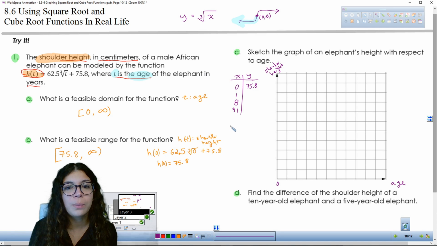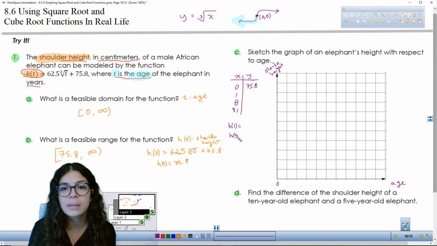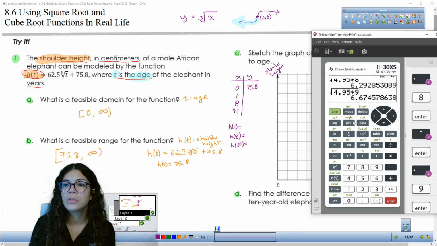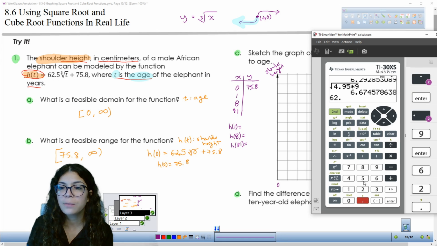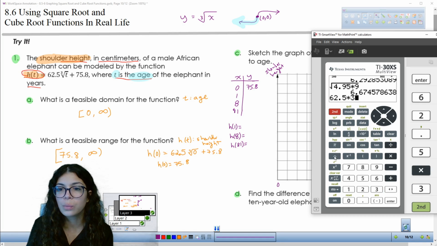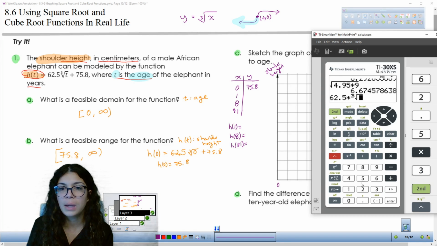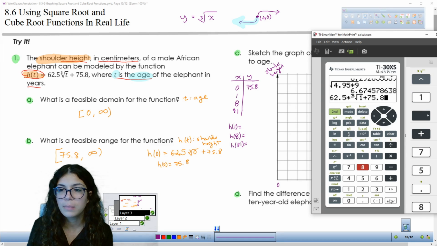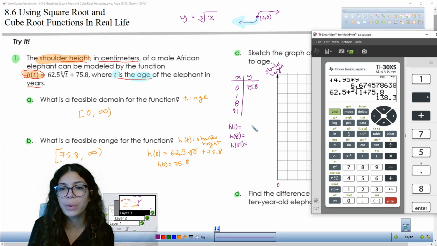Let's go ahead and plug those in. So we need to find h of 1, h of 8, and h of 81. I'm just going to use my calculator for this. So remember, h of t is 62.5 times the cube root of t, where our first t value is 1, plus 75.8. Enter. 138.3.